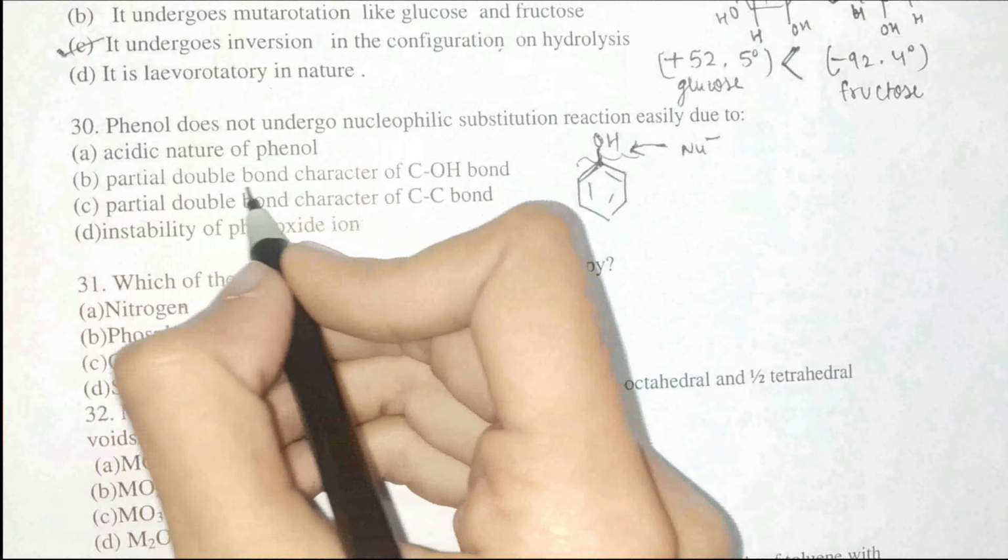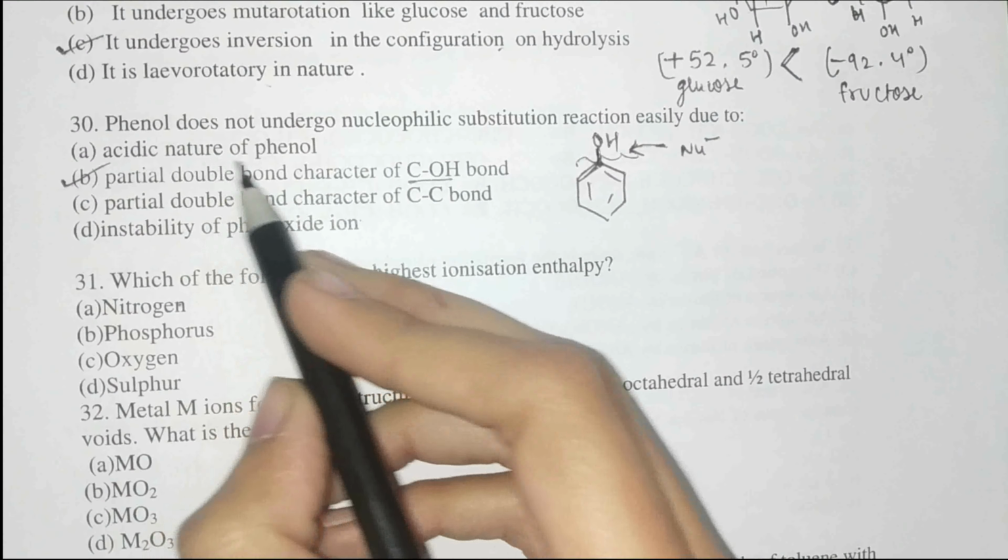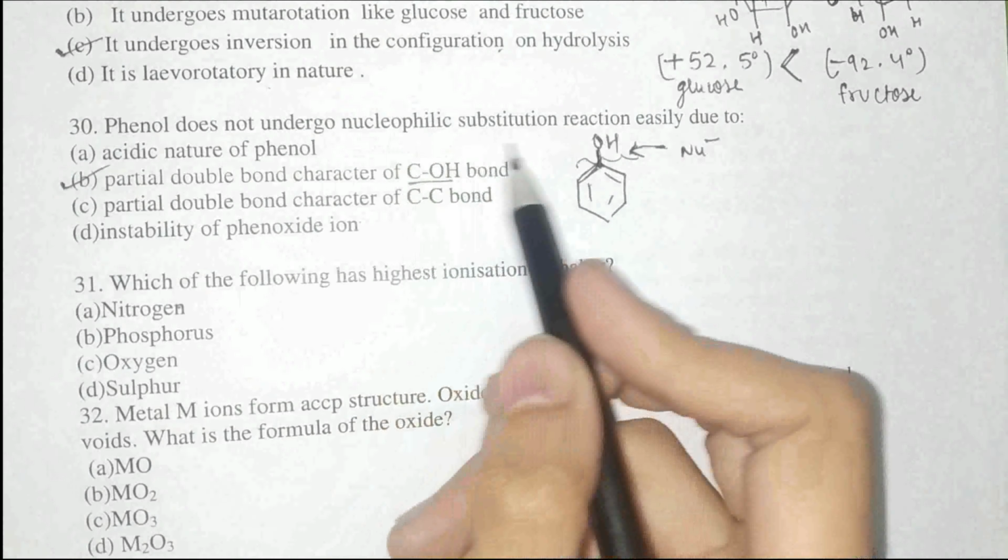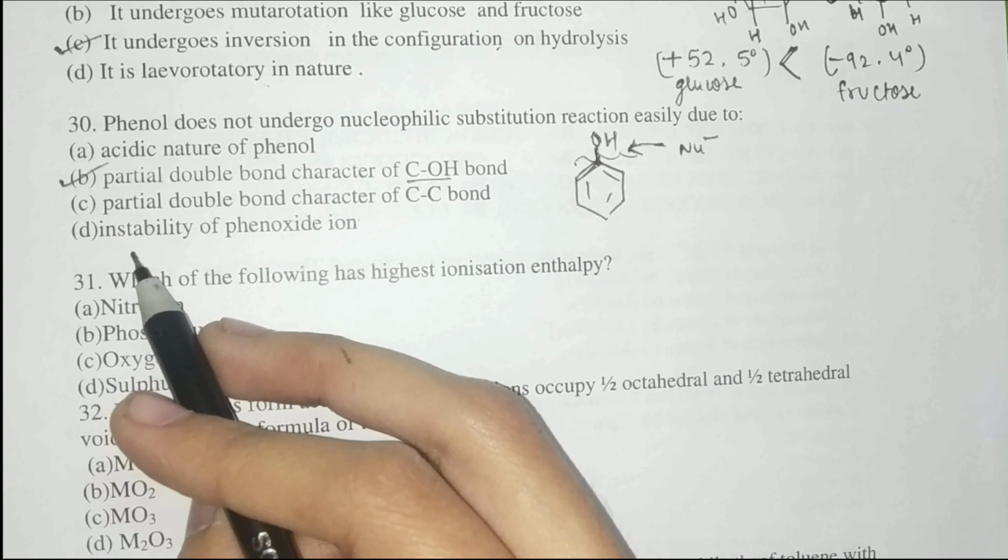We do not have to do anything with the C-C bond. When we are considering nucleophilic substitution reaction, we have to consider the C-OH bond. Also, the acidic nature of phenol has nothing to do with its nucleophilic substitution reaction, and this is also incorrect because the phenoxide ion is stable because of resonance, and this does not affect this. So the correct answer is partial double bond character of the C-OH bond.